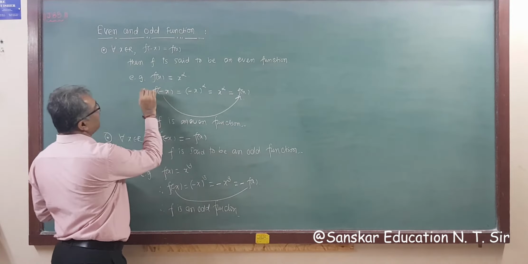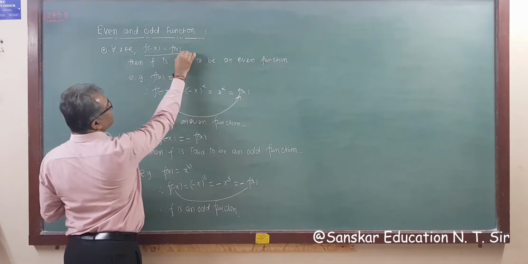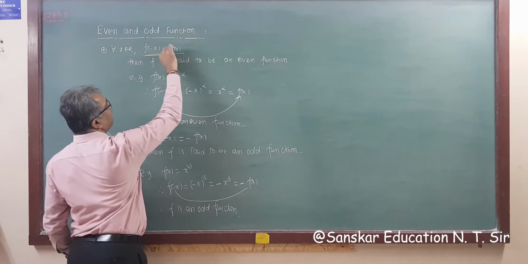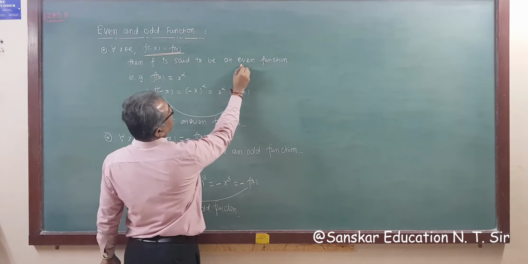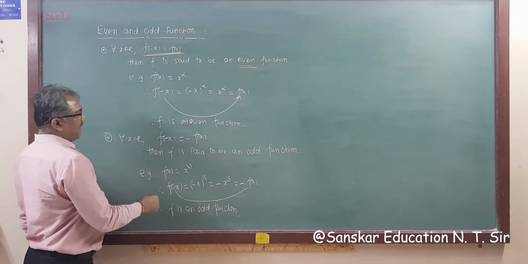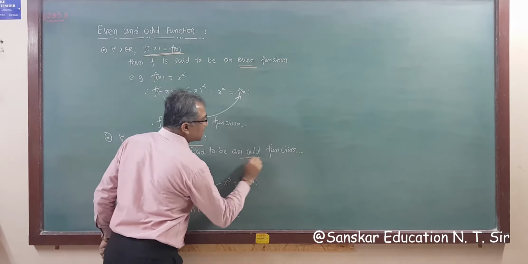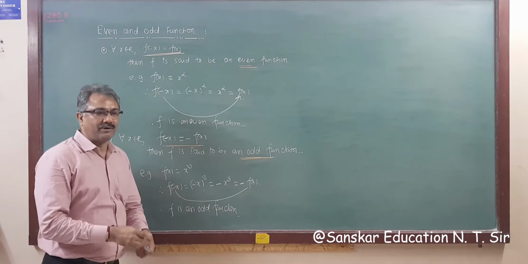So this is the definition: if f of minus x is equal to fx, then f is an even function, and if f of minus x is equal to minus fx, then f is an odd function. That you have to remember.